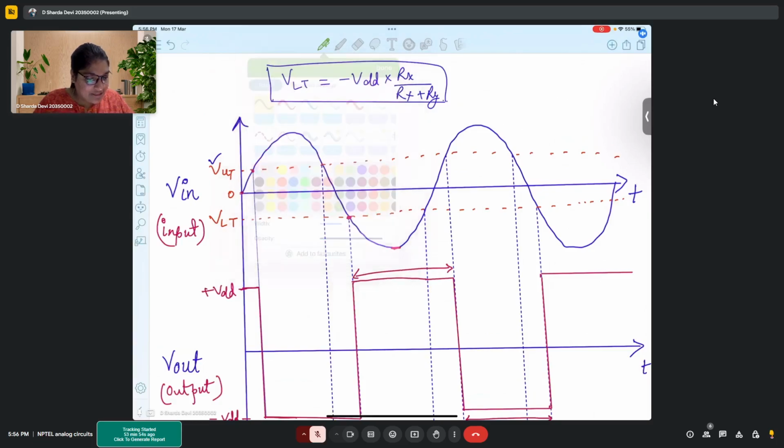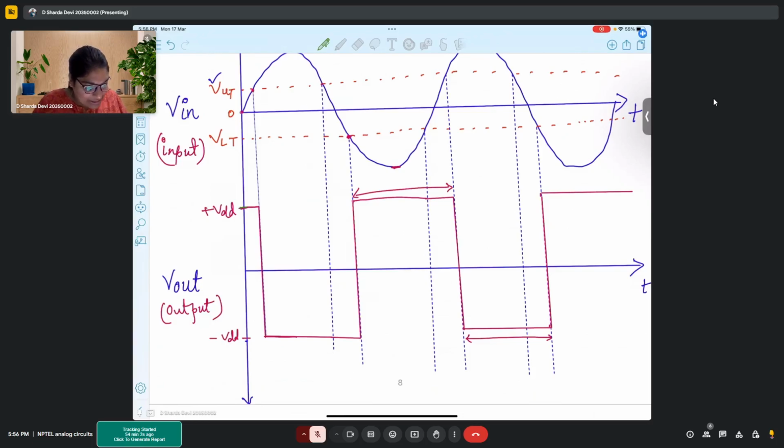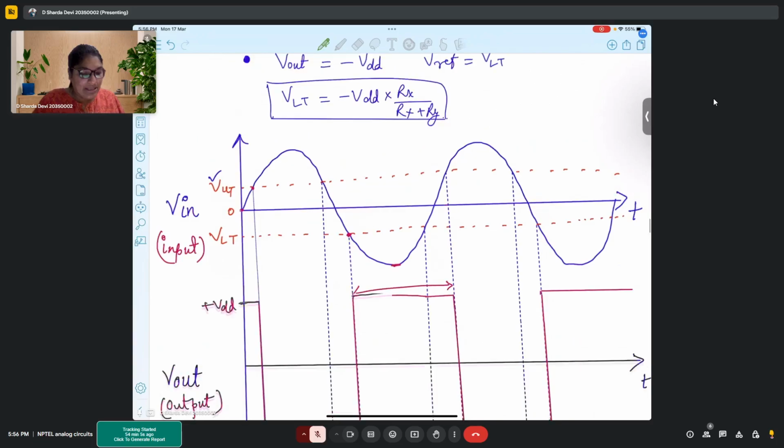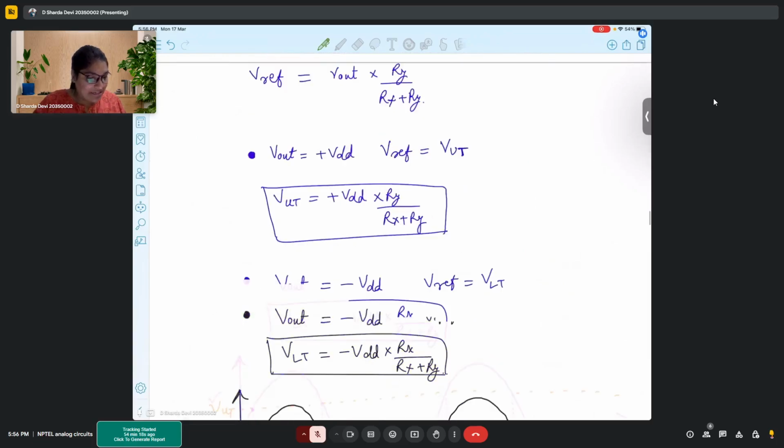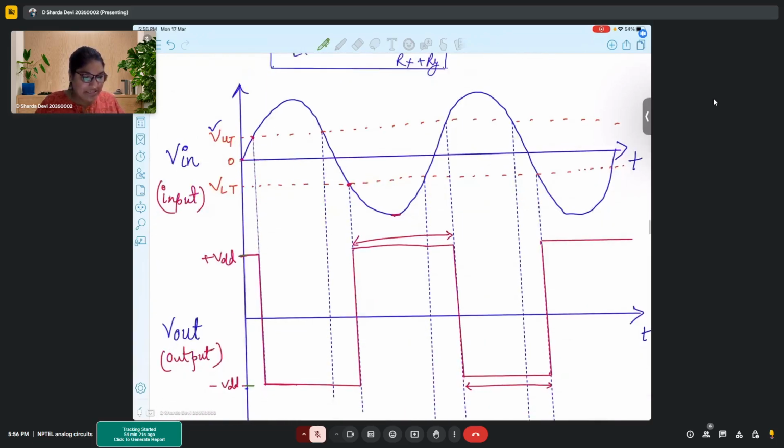So here the initial condition was at plus VDD, right? Now let's say the initial condition is at minus VDD. So if my initial condition is at minus VDD, that means my reference level is at VLT. So VLT, I am crossing over here. So until that level is reached, my output remains constant. Correct?